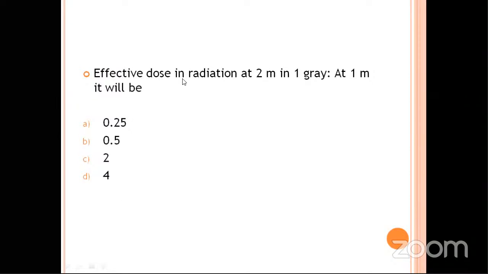If the effective dose in radiation at 2 meters is 1 gray, at 1 meter, what will be the effective dose? Okay, so at 2 meters, if it is 1 gray, at 1 meter, the effective dose will be 4. So this is based upon the inverse square law. Okay, so the explanation for this question is inverse square law.